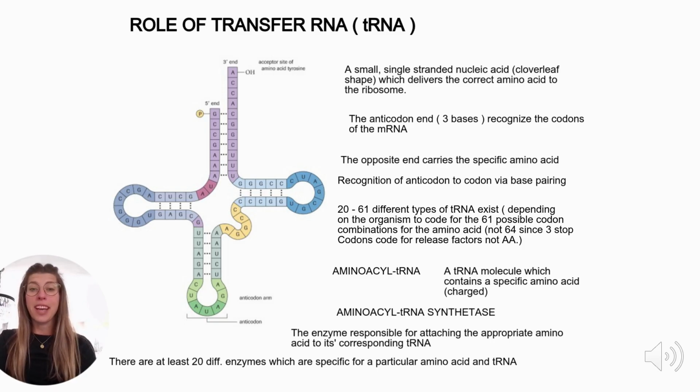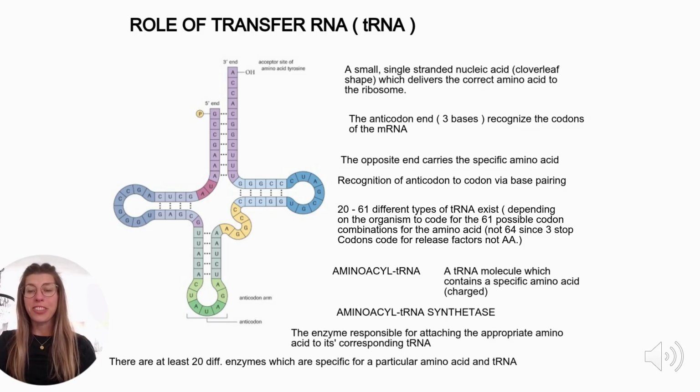Recognition of anticodon to codon via base pairing occurs. It's very similar to complementary base pairs with DNA and RNA. In this case, it's RNA with RNA, right? We have the mRNA. It's going to pair with the tRNA with the anticodon.